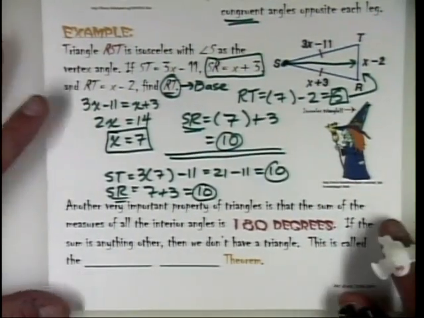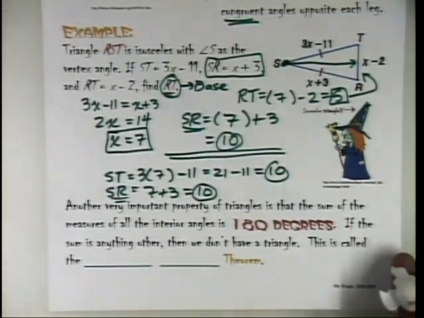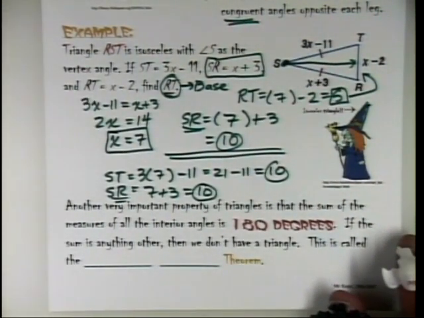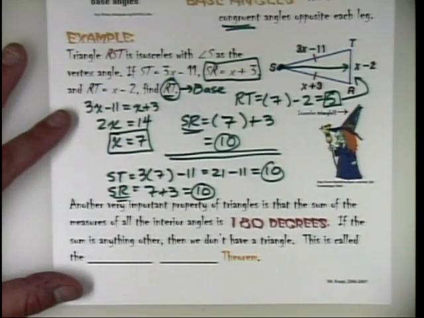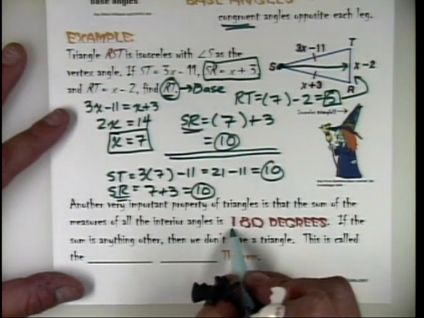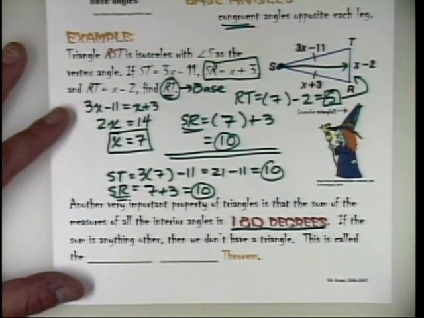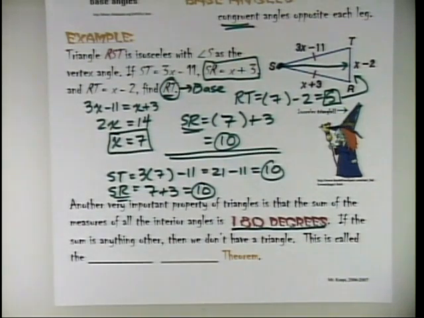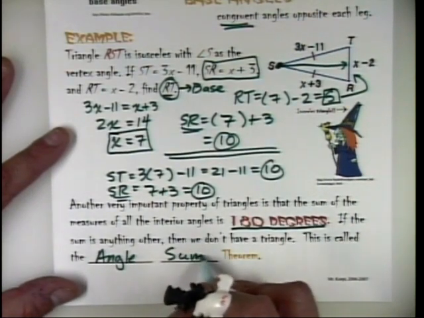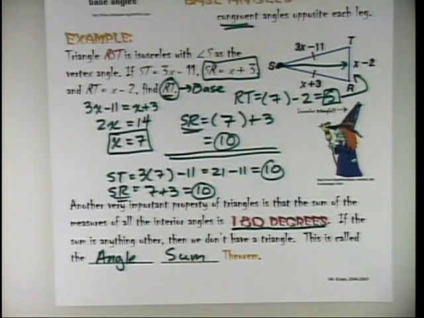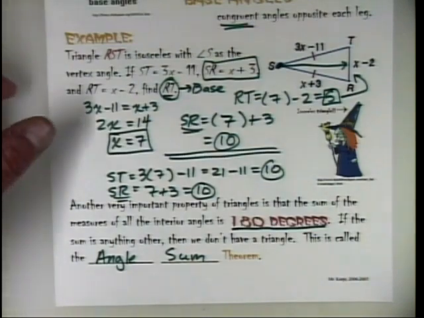All right. Well, let's see if we can get going here now. There's another important property about triangles, and that is that the sum of the measures of all the interior angles have to add up to 180 degrees. Now, if the sum is anything other than 180 degrees, we don't have a triangle at all. And that's a very important theorem called the angle sum theorem. The interior angles always add up to 180 degrees.